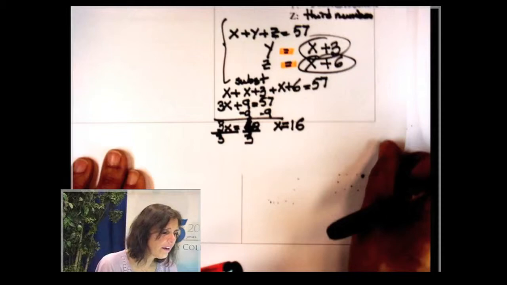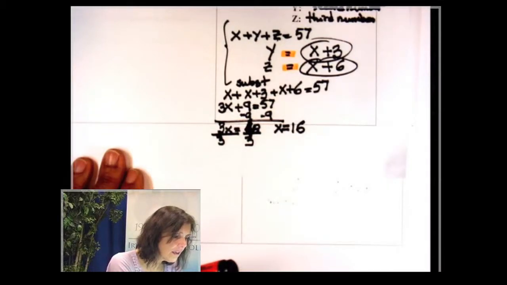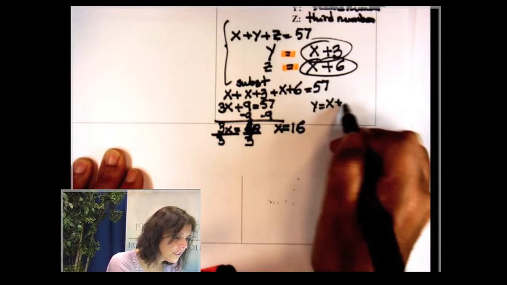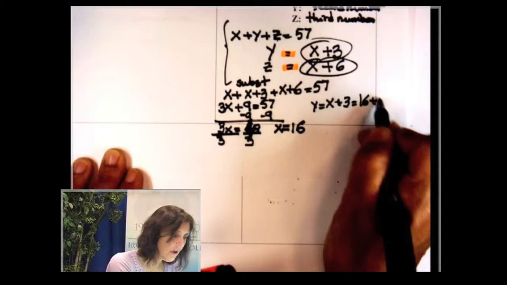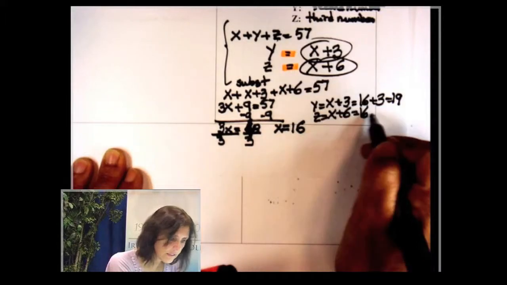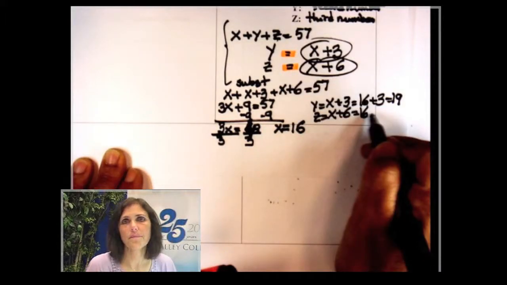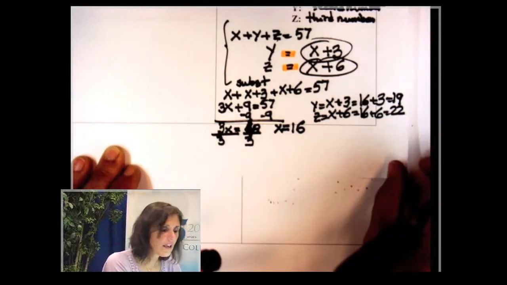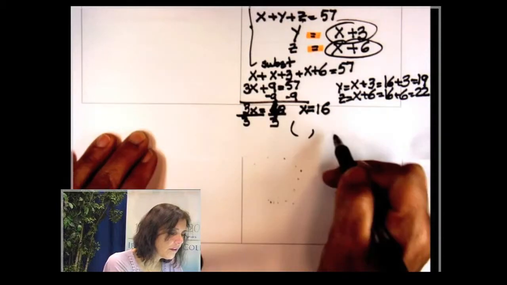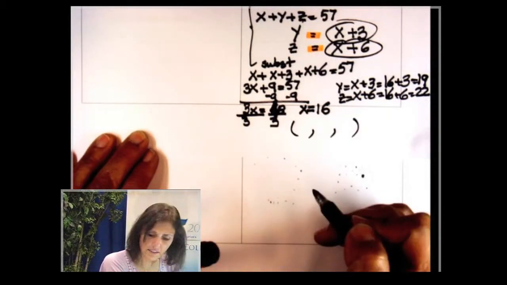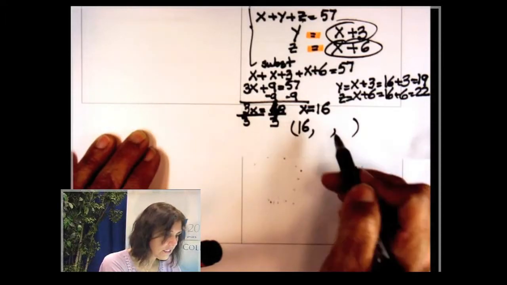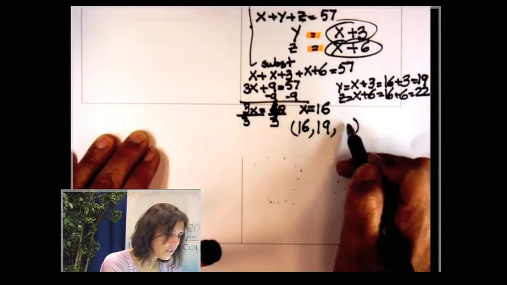How am I going to get the Y? The Y is going to be X plus 3. And X is 16. 16 plus 3, that's 19. And what is Z? Z is 6 more. So it is 16 plus 6. And that's 22. All right, so let's write down the answer. The answer is then, I'll put it as a triplet, X, Y, and Z. X is 16, Y is 19, and Z is 22.